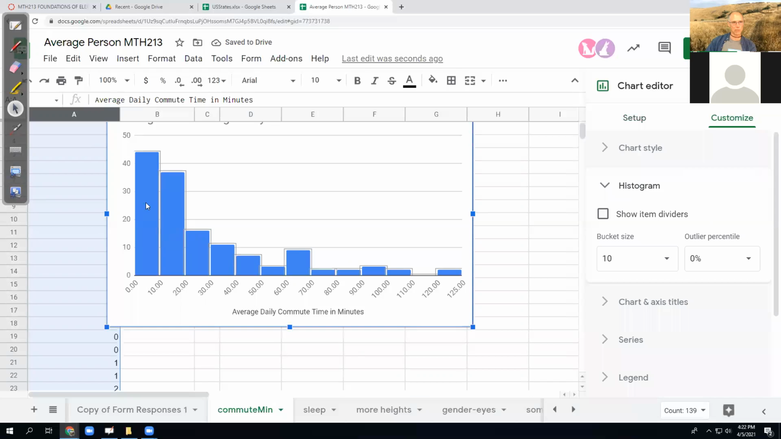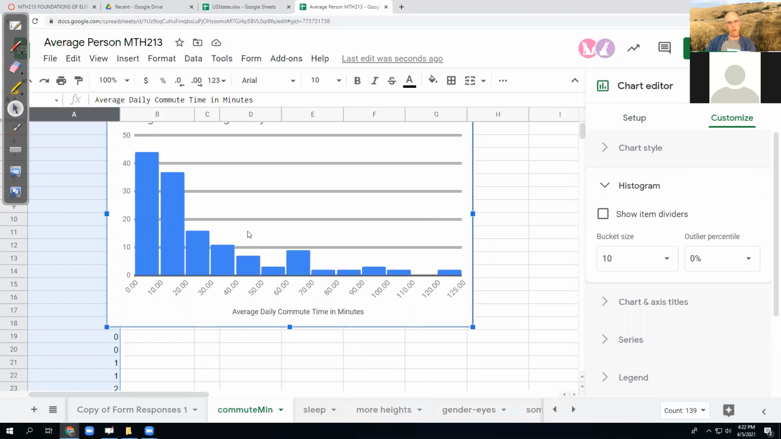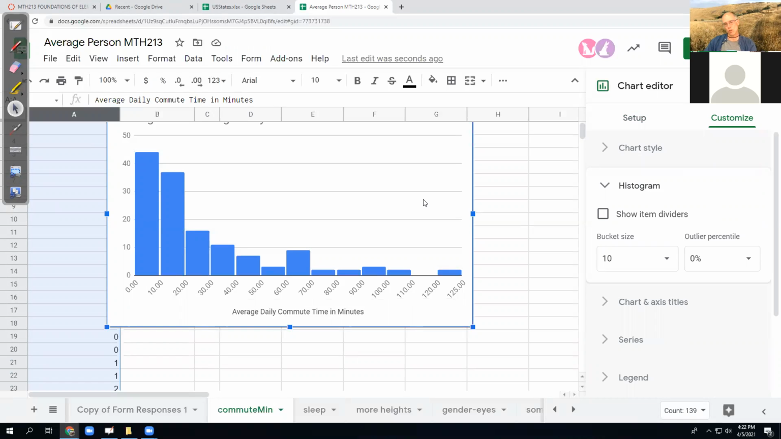We have how many columns? 1, 2, 3, 4, 5, 6, 7, 8, 9, 10, 11, 12, 13 columns. One of them's empty. That's not too bad. Remember earlier I said with a histogram, we want between 6 and 20 groups. Too many of that, it's too painful to look at. Too few is not that useful. But let's go with this. I think this is all right.